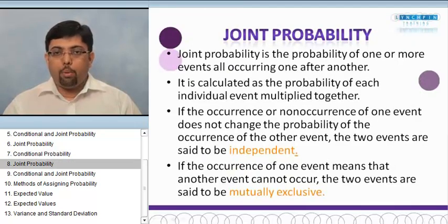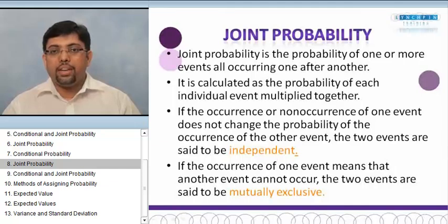Joint probability means that two or more events are going to occur at the same time, and these are independent or mutually exclusive. Joint probability is the probability of one or more events occurring together. For example, if I toss a coin, I'll get either heads or tails. So it's an independent event, a single probability. And when I toss two coins simultaneously, what will happen?